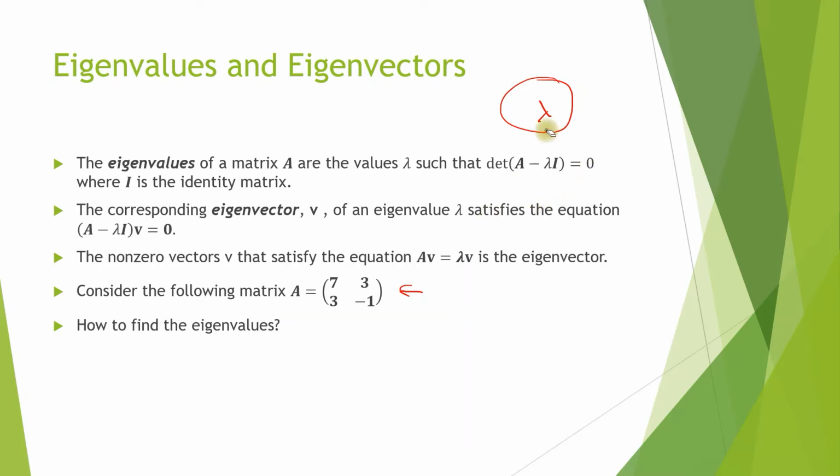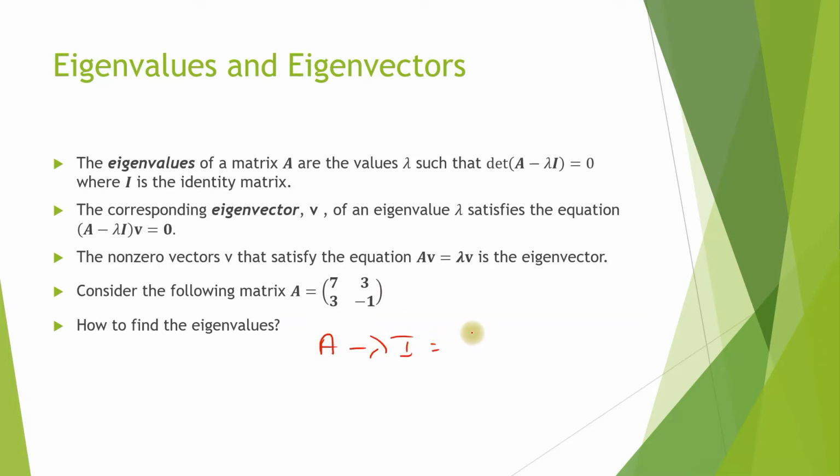So let us try to find, first of all, our eigenvalues. I repeat, the corresponding eigenvector of an eigenvalue satisfies an equation which is A minus lambda I times the eigenvector equals 0. Normally, the eigenvector will always satisfy this equation that you are seeing right there. But before we get into all this, let's find the eigenvalues. As we just said, we need to find the determinant of A minus lambda I. So what is A minus lambda I?